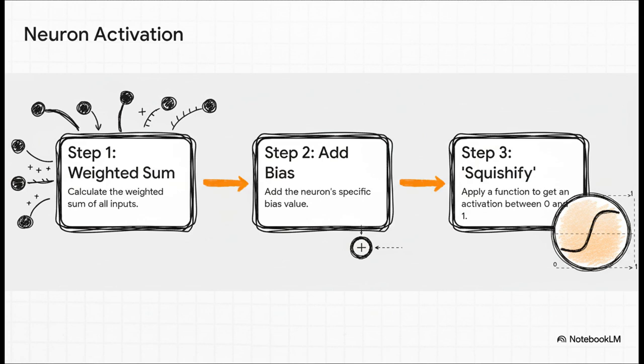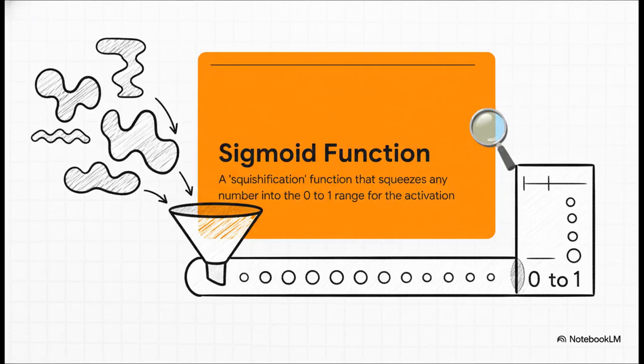So let's put it all together. The process inside every single neuron is actually pretty simple. Step 1, it calculates the weighted sum of all its inputs. Step 2, it adds its own special bias. And step 3, it runs that result through one final squishification function. Okay, that last step, the squishification function, I love that term. Technically, it's called a sigmoid function, but squishification is just better. Its entire job is to take whatever number pops out of that calculation, it could be a big positive number, a big negative number, whatever, and just neatly squish it down so that it fits in that 0 to 1 range that we need for our activation.